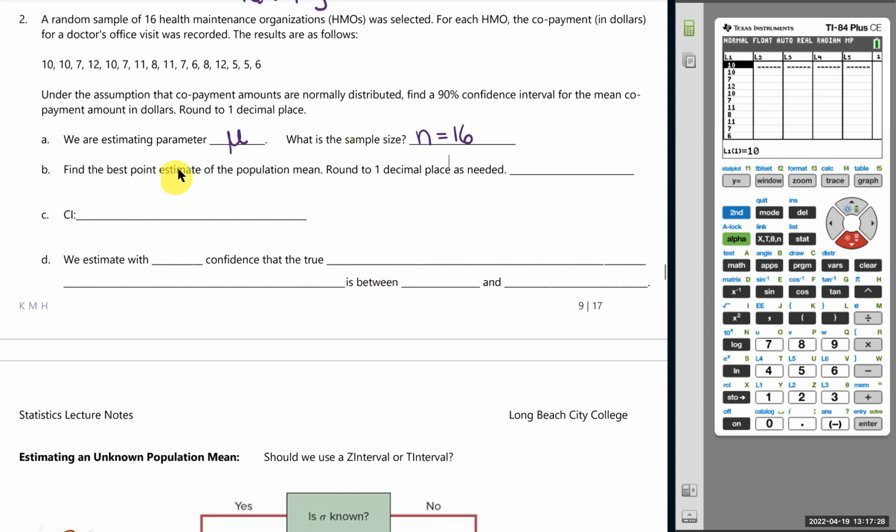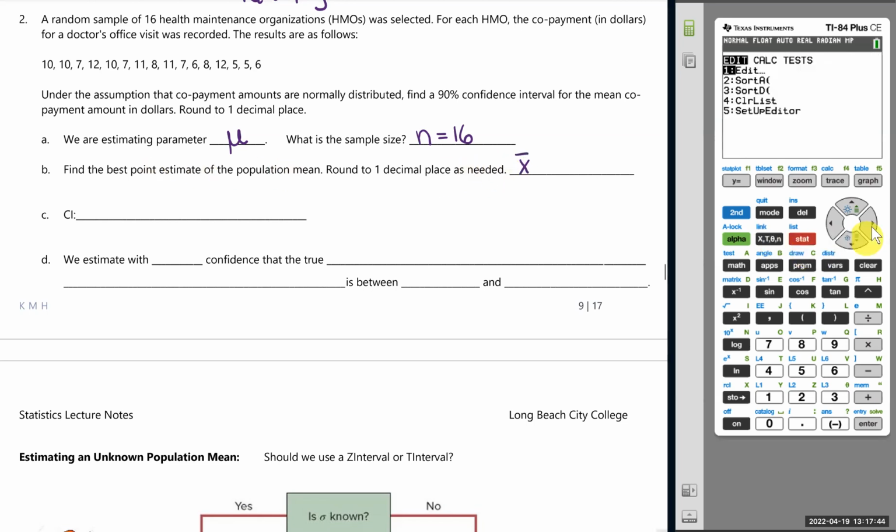What is the best point estimate of the population mean? I just want to do 1-Var Stats to find that before we talk about the interval. The point estimate we know is the corresponding statistic, so the sample mean. If we do 1-Var Stats with that first list, there's my sample mean. I'm going to round to 1 decimal place, so that would be 8.4.